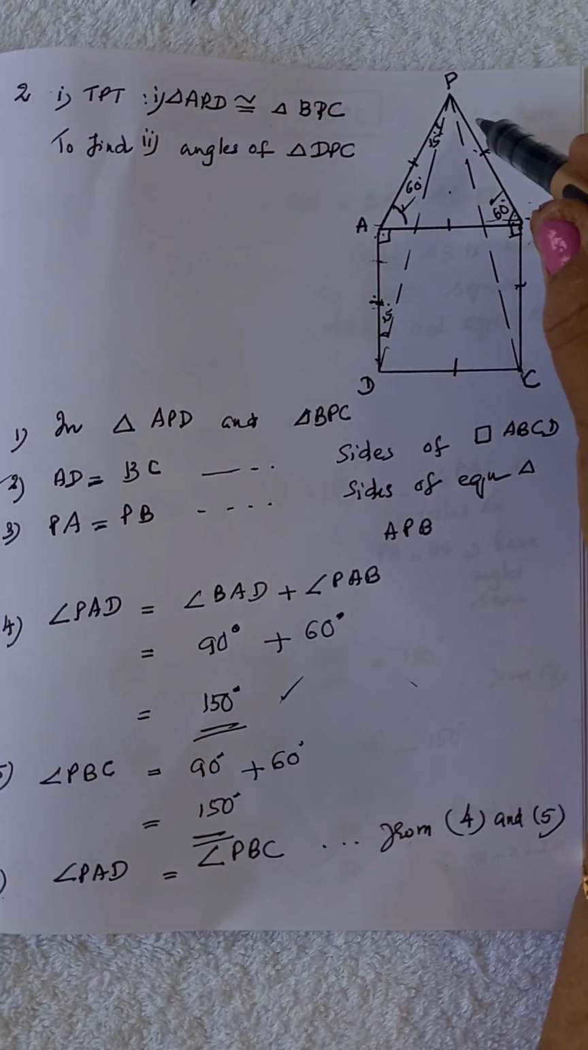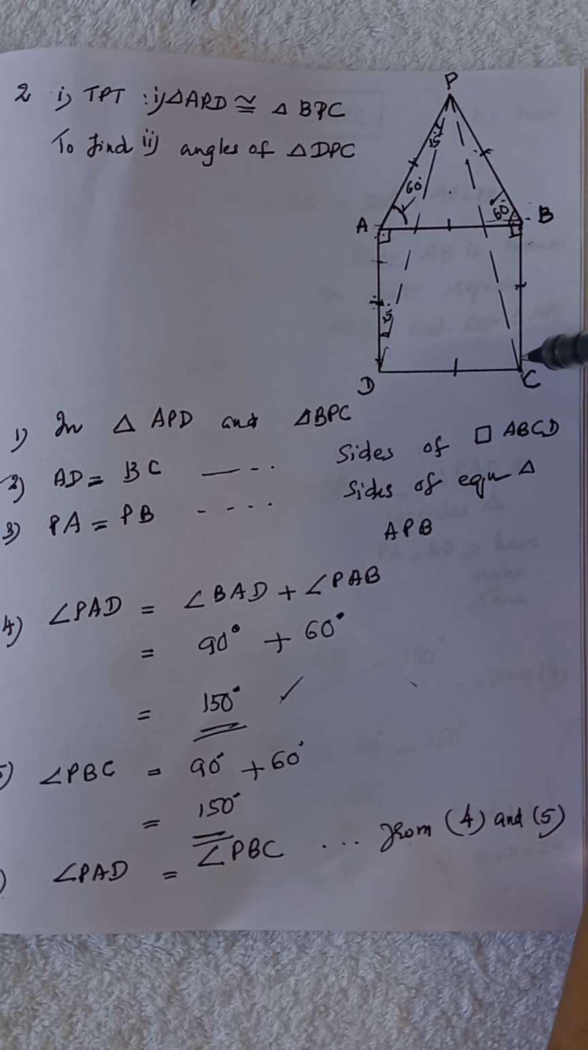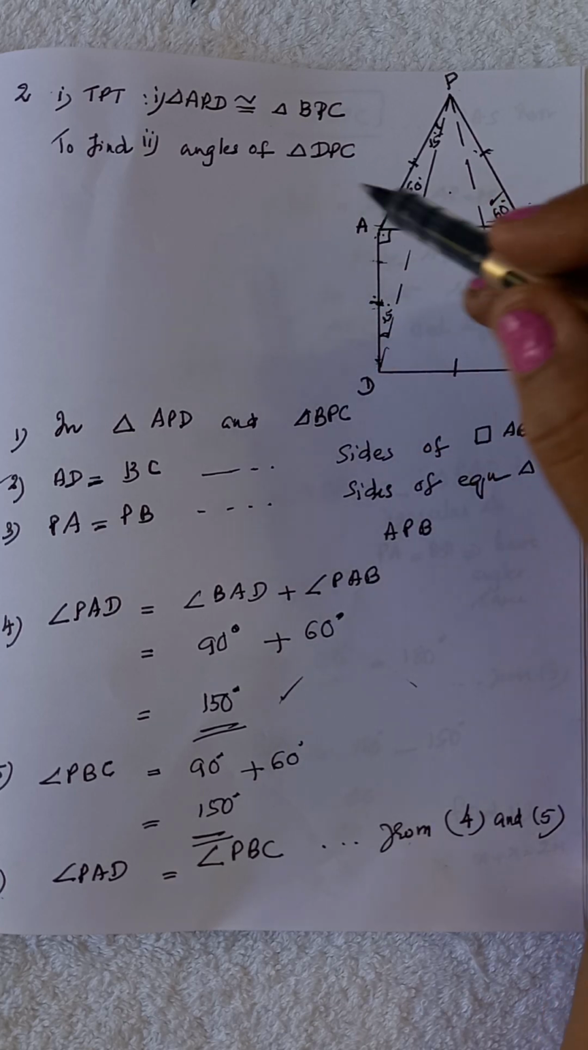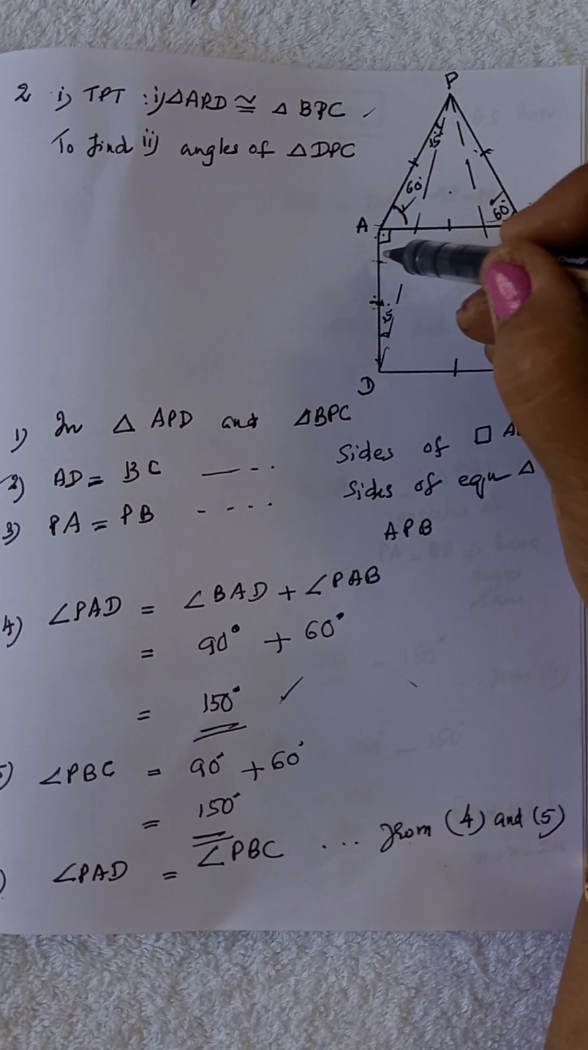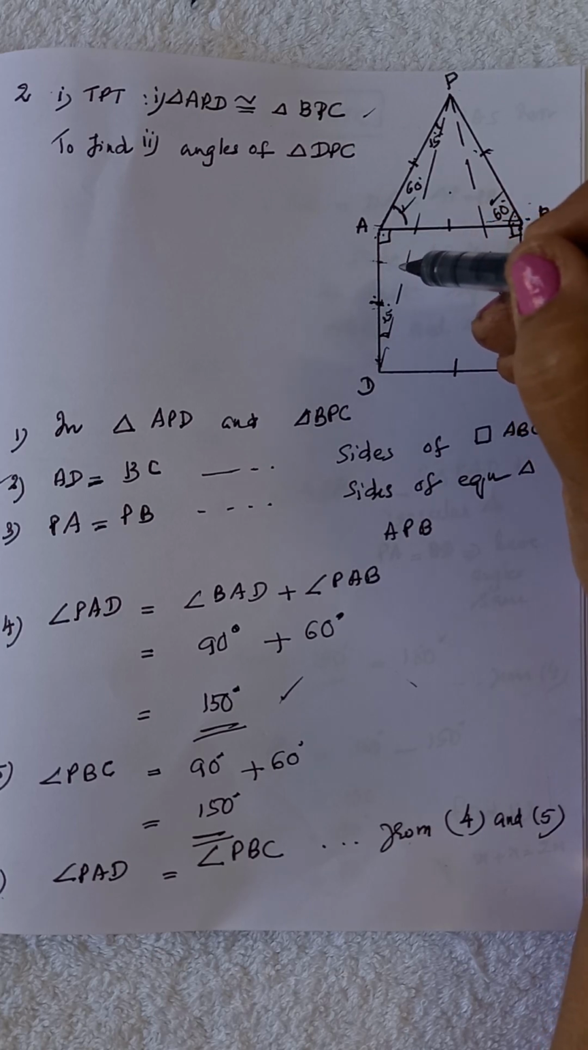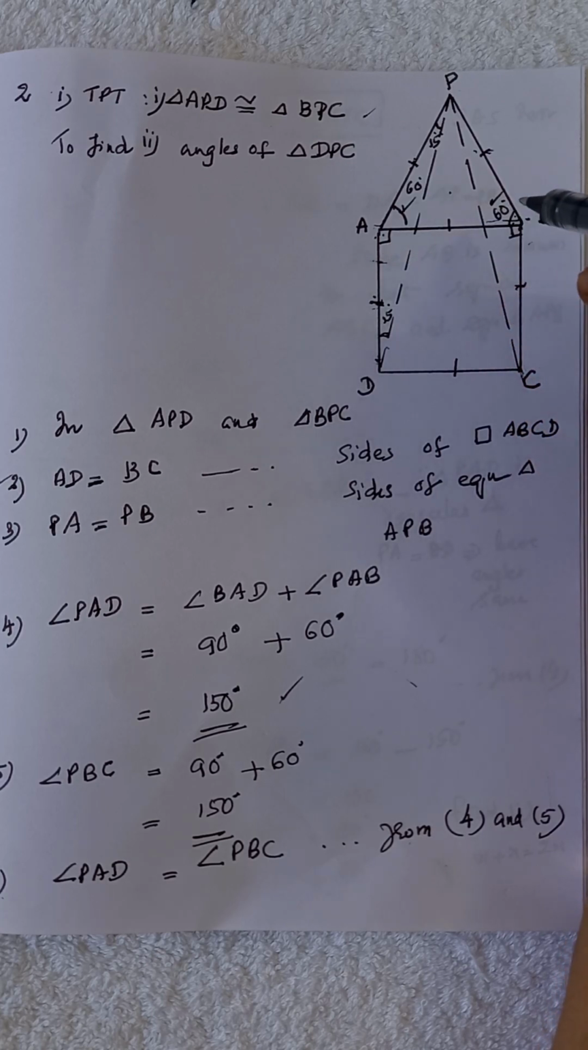In a similar way we can say that in triangle PBC, angle BPC is equal to angle BCP. What is that? 15 degree. As these two triangles are congruent, we have proved in first case this. So corresponding angles and sides will be congruent, that is equal.